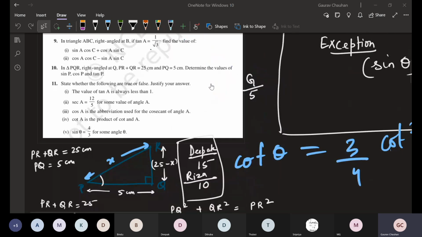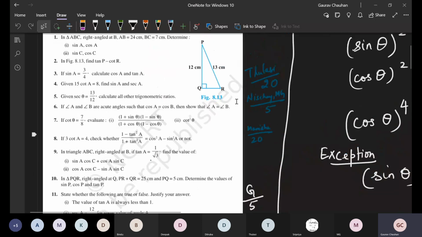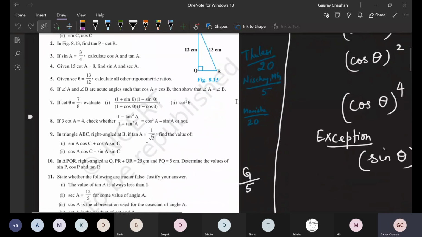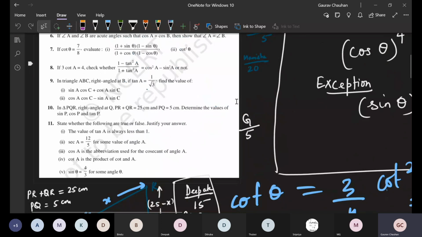So let's move on to this discussion now. We are looking at question number 11. First one. The value of tan A is always less than 1. Any thoughts on that? True or false? What do you guys think?